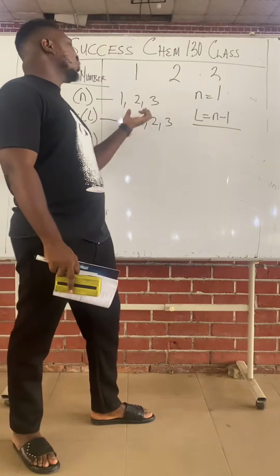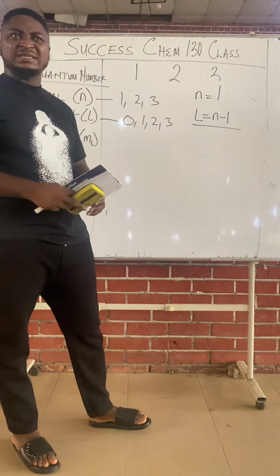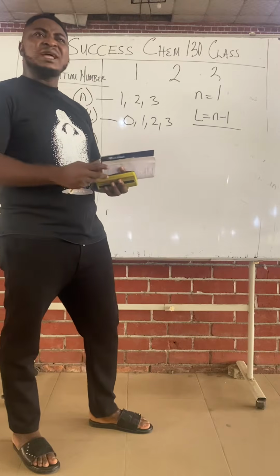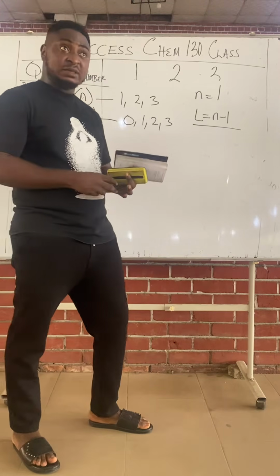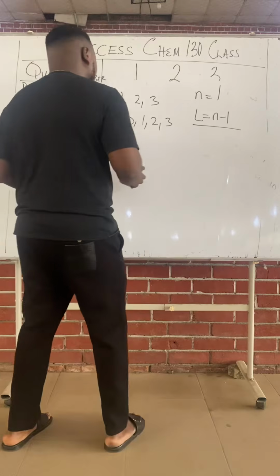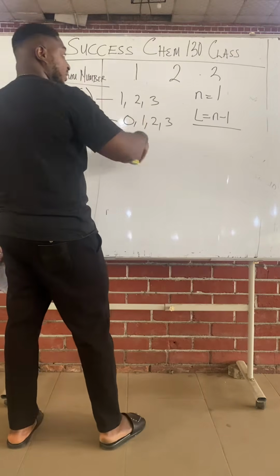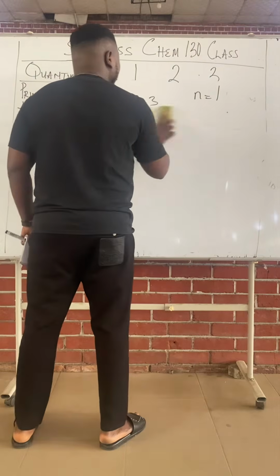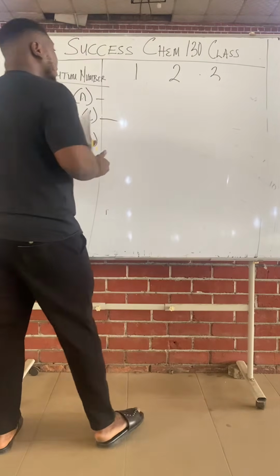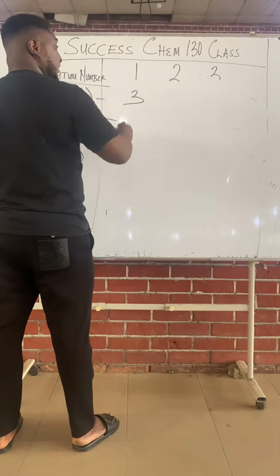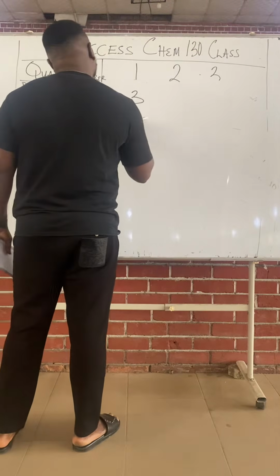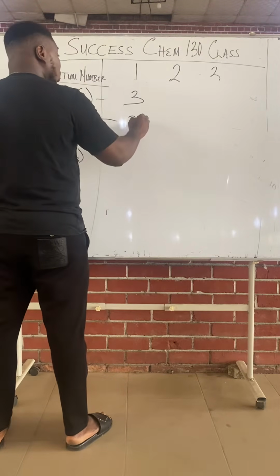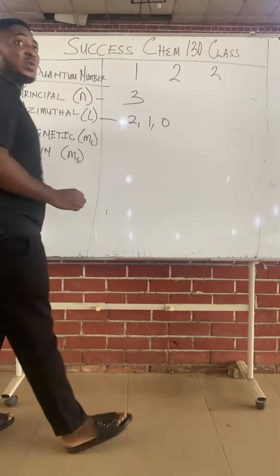So at no point should the principal and azimuthal be the same, class. The azimuthal must always be at least one number less than the principal. It can be more than one number less, but at least one number. Why am I saying this, class? Because if someone's principal quantum number is 3, for example, what are the possible azimuthal quantum numbers? 2, 1, 0.